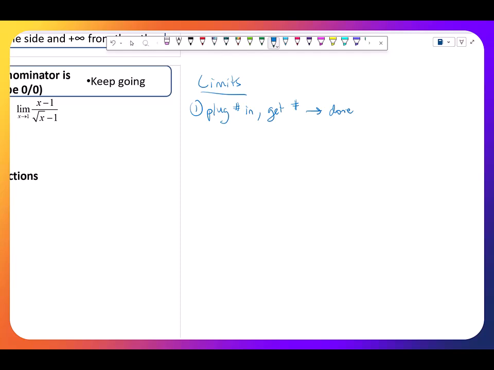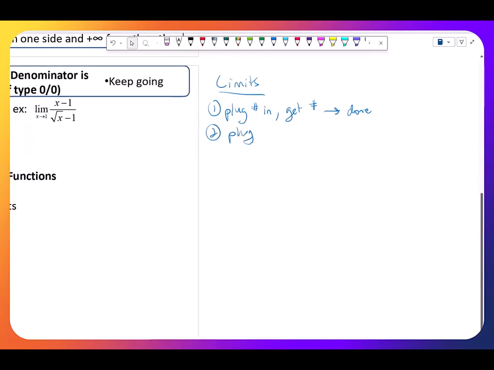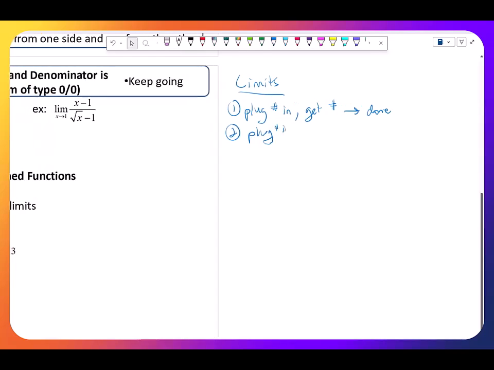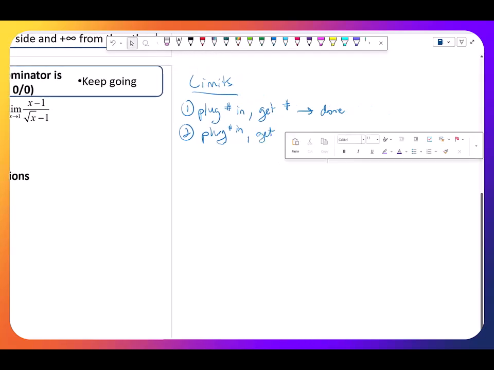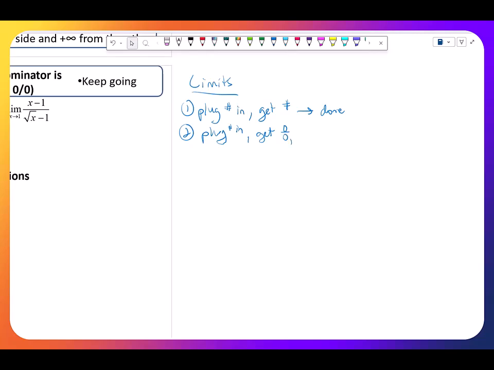So the second thing that could happen when you're doing a limit, you plug the number in and you get 0 over 0 or infinity over infinity. These are called indeterminate forms. We were talking about it. This means keep going. I have that written right here. Keep going. You're going to keep going. Okay? And what would you do to keep going?